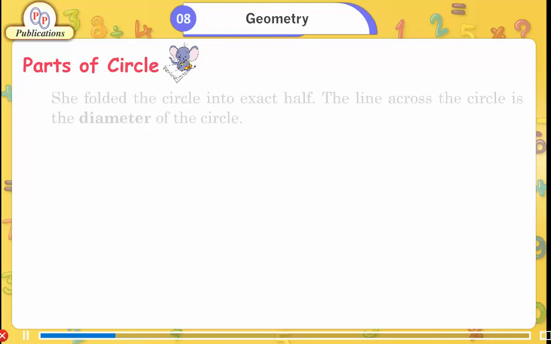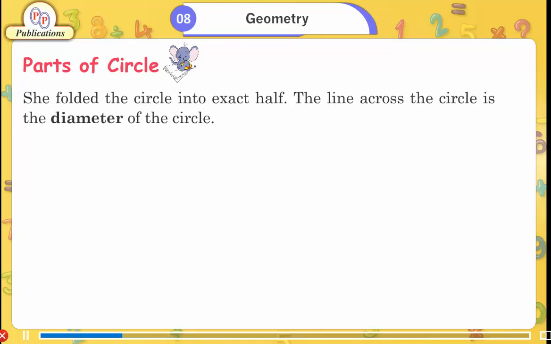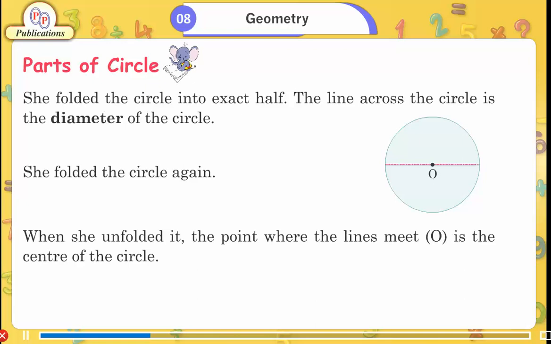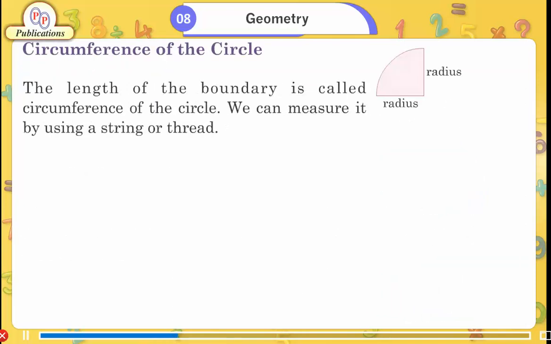Parts of a circle. She folded the circle into exact half. The line across the circle is the diameter of the circle. She folded the circle again. When she unfolded it, the point where the lines meet, O, is the center of the circle. Semicircle, diameter. Circumference of the circle. The length of the boundary is called the circumference of the circle. We can measure it by using a string or thread. Radius.